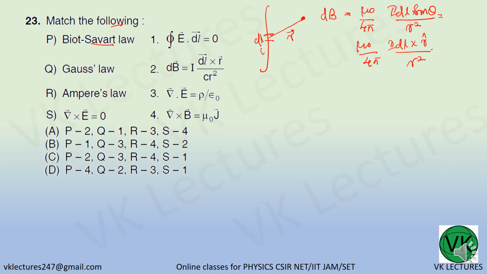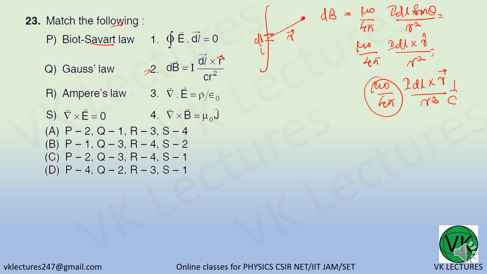Now suppose if this is vector r, mu naught by 4 pi I dl cross vector r, then the denominator should be r cube. So if you consider mu naught by 4 pi as 1 by c, then you can write 1 by c into I dl cross r cap. Now you can slightly change this one. So your Biot-Savart law is option B.